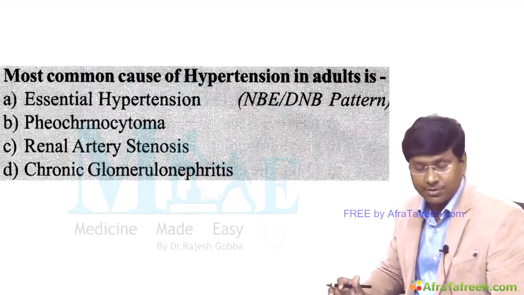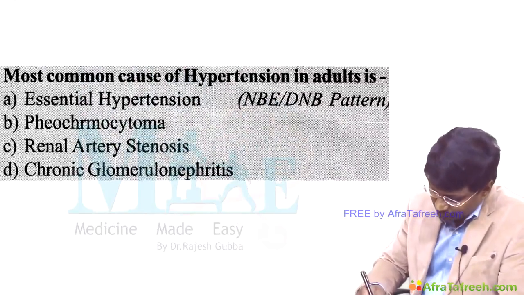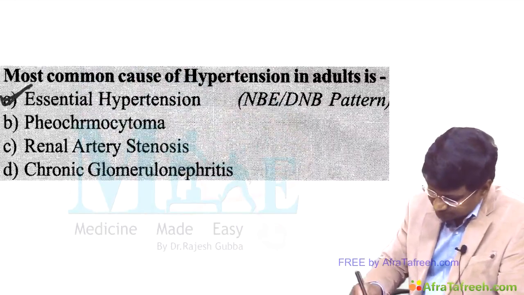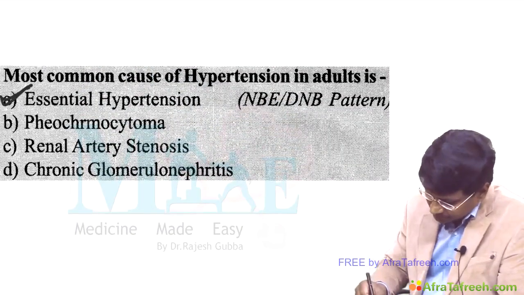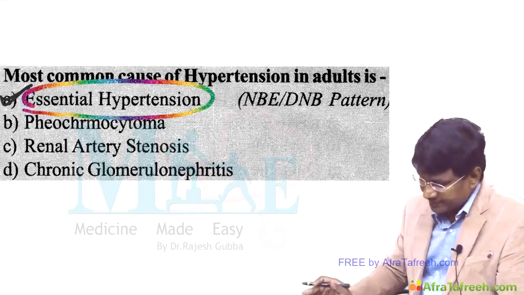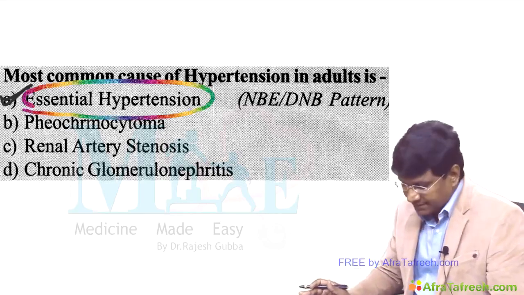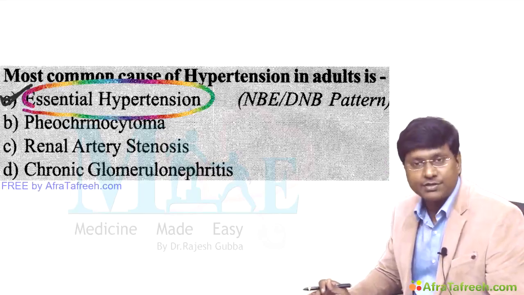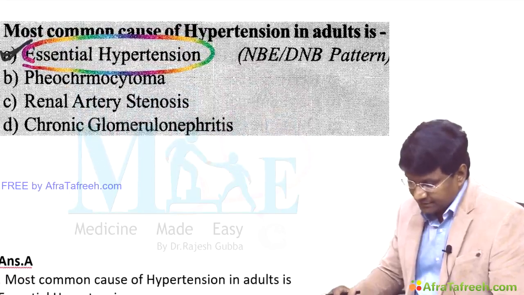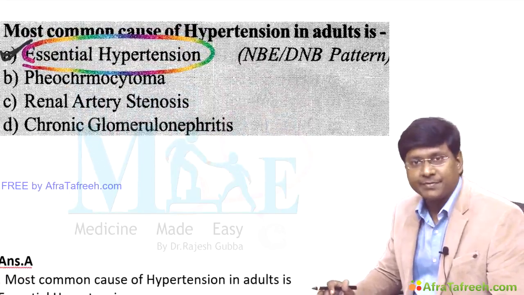So, what is the most common cause? Remember, the most common cause is essential hypertension. The remaining, pheochromocytoma, renal artery stenosis, and chronic glomerulonephritis, are all secondary causes of hypertension.